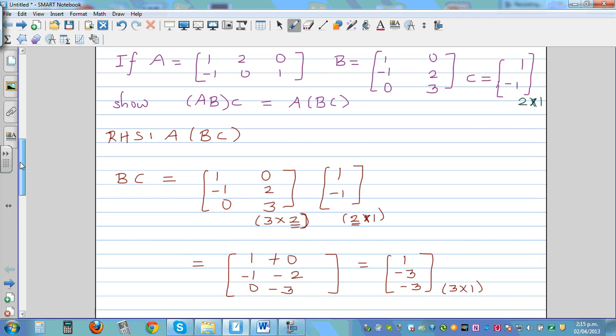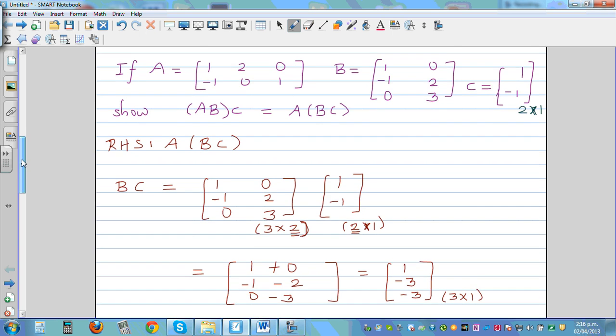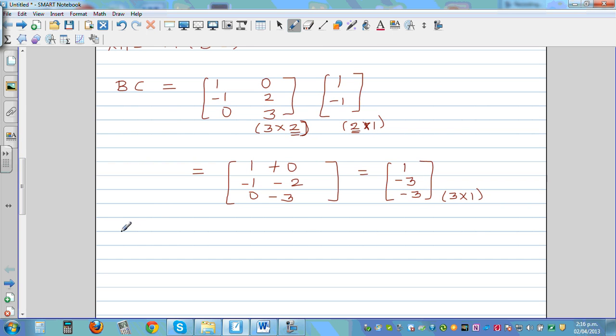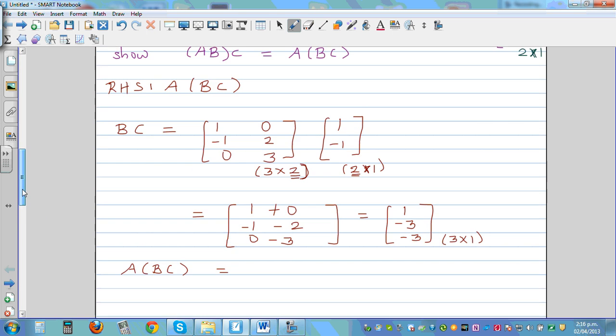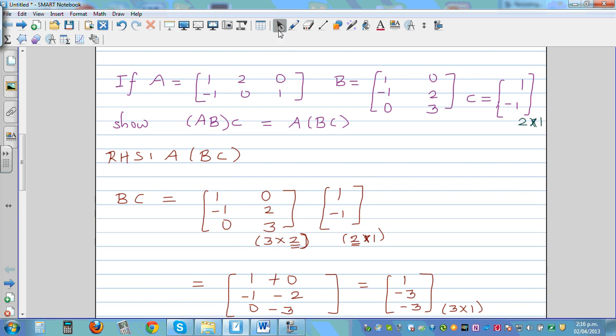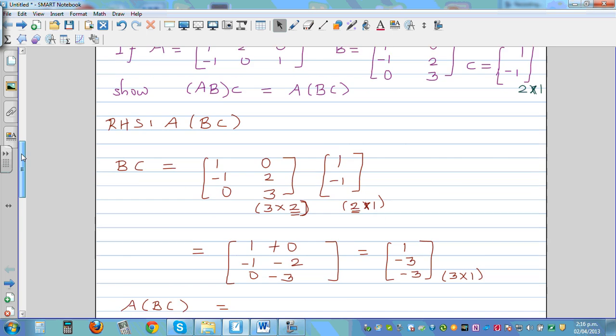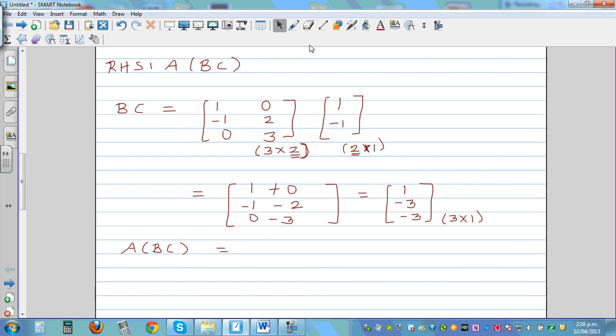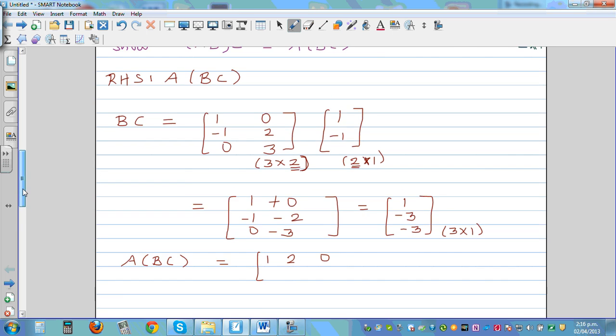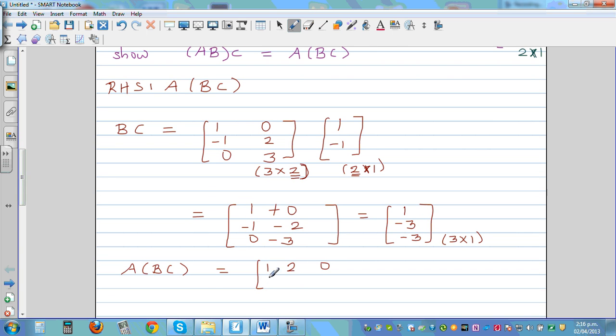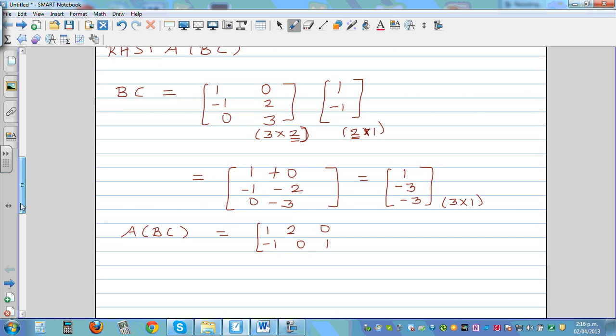So what is it that you want to prove? You want to prove A times BC. What is A? Let me copy this A so that I can save time. Oops, I can't do that, I have to copy the whole thing. So it's 1, 2, 0 in the first row, and in the second row is minus 1, 0, 1. Yeah, that's A.